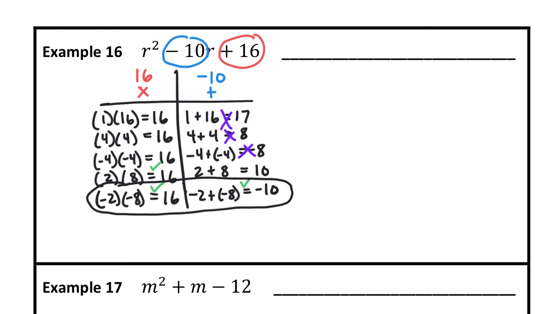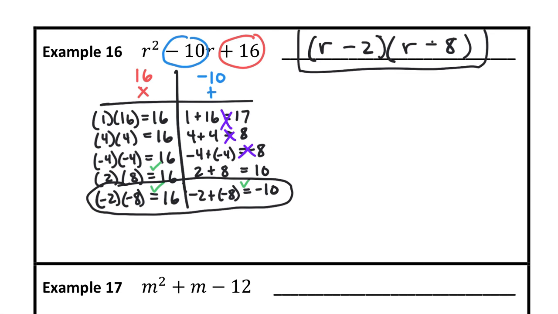And so what my factors are going to be depends on what letter they're using, right? Are they using X, Y, using R? So R and R. And the combination that worked was negative 2 and negative 8. Negative 2 and negative 8.